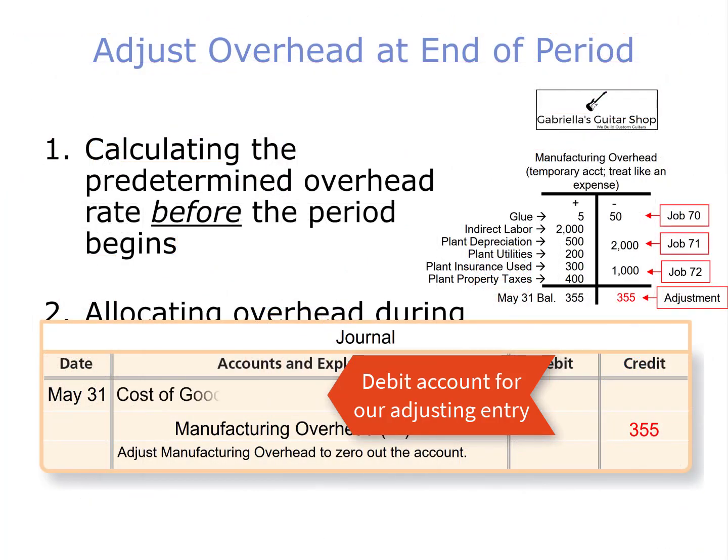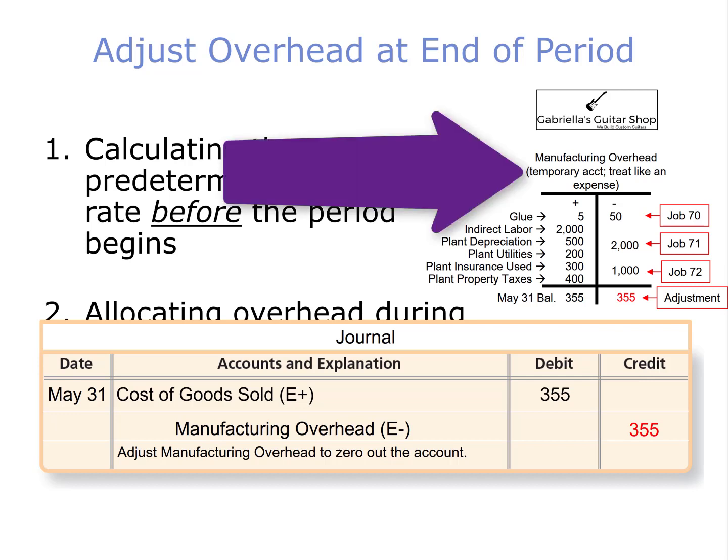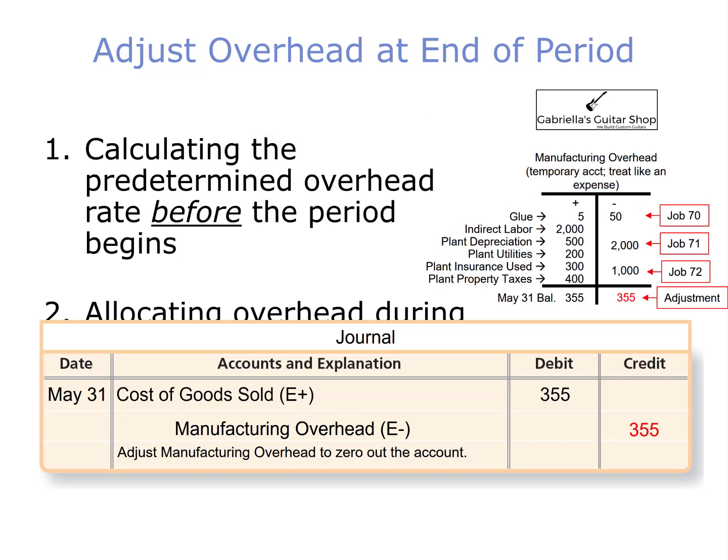So all we need to do is debit cost of goods sold for the unallocated or undercosted manufacturing overhead. So remember, the manufacturing overhead account is a temporary account, which means we must make sure its balance is 0 at the end of the period. That's the reason for this journal entry.